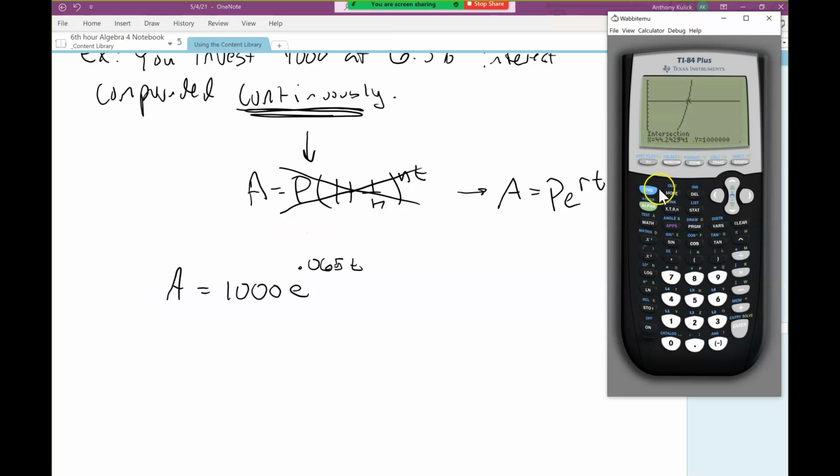So on your calculator, if you wanted to find the value of this account in like 5 years, we would do 1,000 times. If you look on the left-hand side of the calculator, you see a button that says LN on it. Above that button in blue is a symbol that says e to the x. So if you press second and LN, it's going to put in that number e with the exponent. And then you can type in like 0.065, and then if you said 10 years, we can put 10 in for t. And there we go.